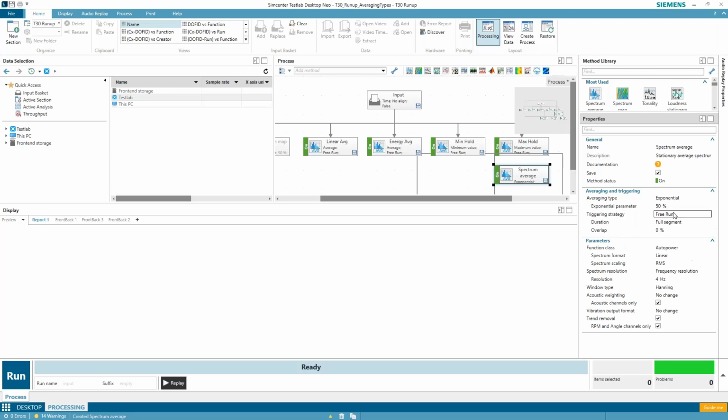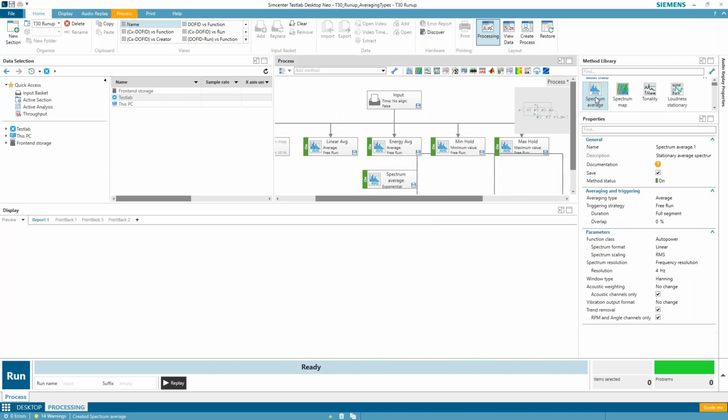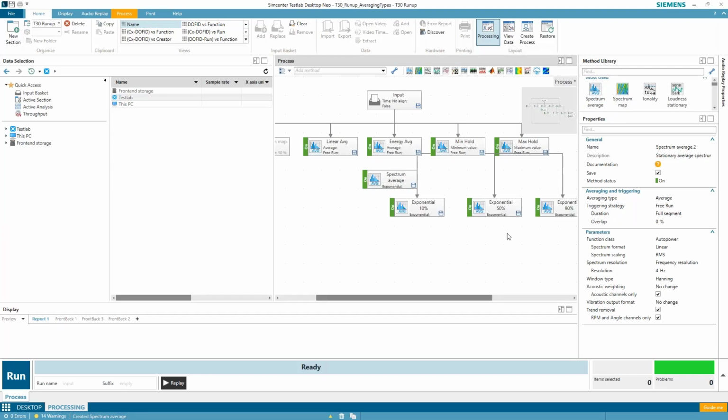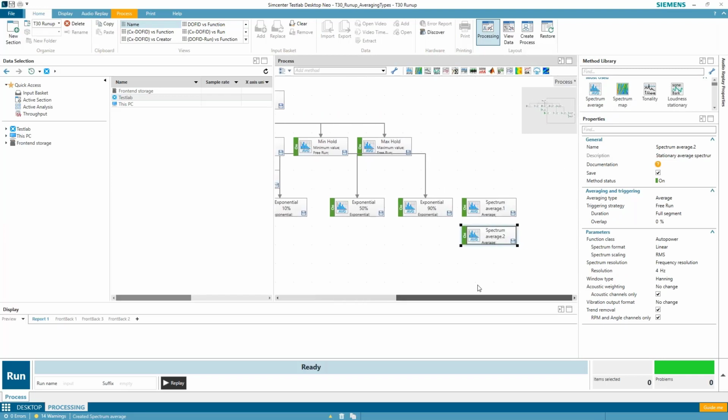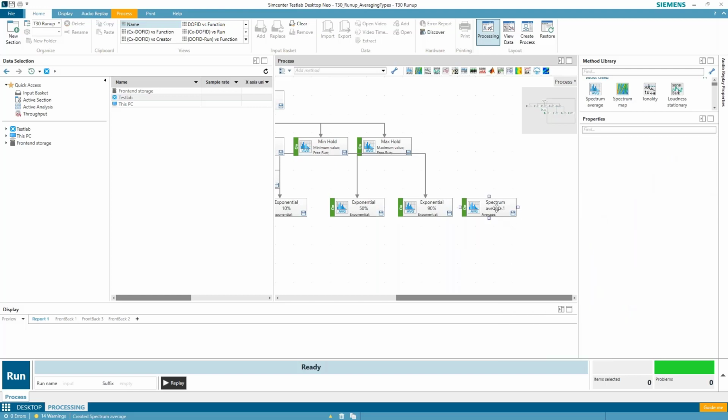Then I can select an exponential if I want. Here's my exponential parameter, etc. All I did was create several versions of this. And if you don't know how I got this called, because if I just add multiple spectrum averages, I'll just add a bunch here, they just get called spectrum average.1 and spectrum average.2. That's not particularly helpful for me.